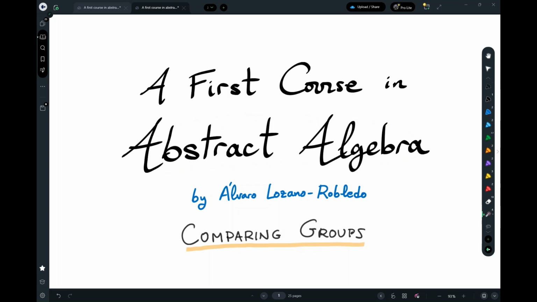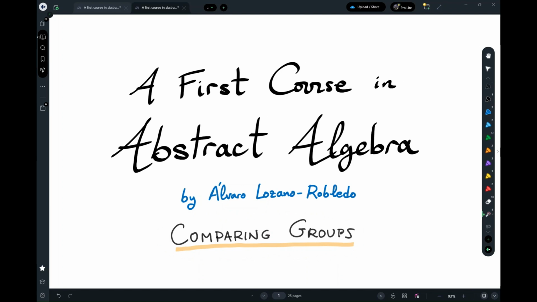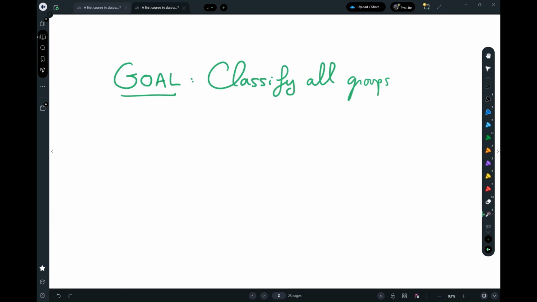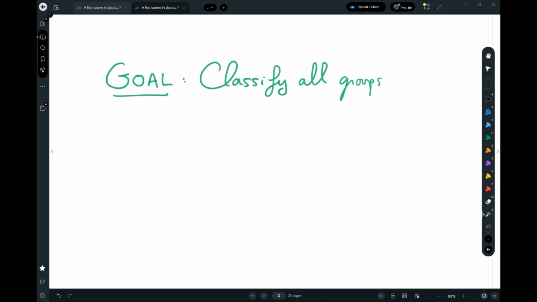Before we go on and talk about group homomorphisms and group isomorphisms, I want to motivate those concepts by talking about how to compare groups. What we're going to talk about is how do we know when two groups are the same group, essentially, and when they are different groups. And that is part of a much bigger goal of ours, which would be to classify all possible groups.